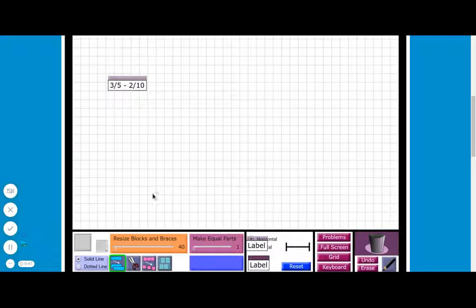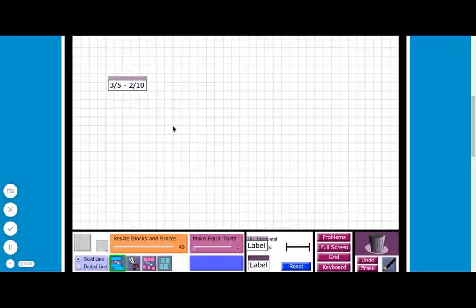Okay, today we are going to look at solving a fraction subtraction problem, 3/5 minus 2/10, using bar models to find the common denominator. So looking at this problem, 3/5 minus 2/10, I can't just subtract the 3 minus the 2 because my denominators are not the same. So I do need to find a common denominator for 3/5 and 2/10. To do that, I'm going to draw bar models for each fraction and then find the common denominator.